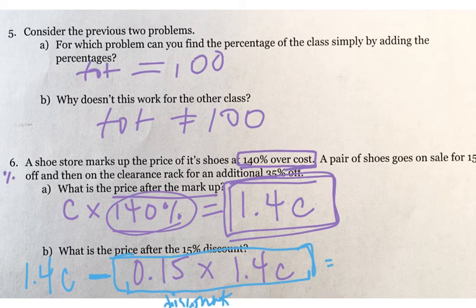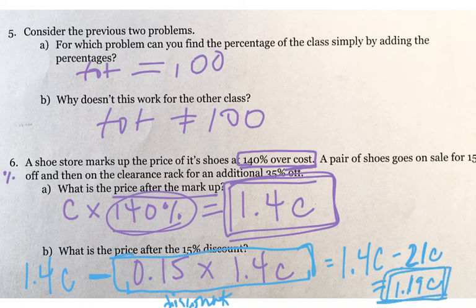Okay? So when we do 0.15 or 15% of 1.4C, that gives us 1.4C minus 0.21C, which equals 1.19C. So we are actually representing the price of the shoes as a function, because it depends on what the original cost of the shoes is for the pair of shoes.